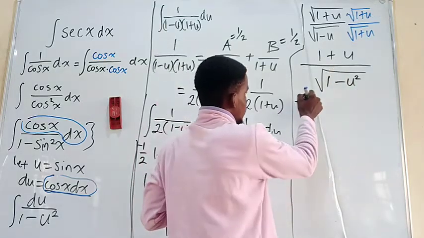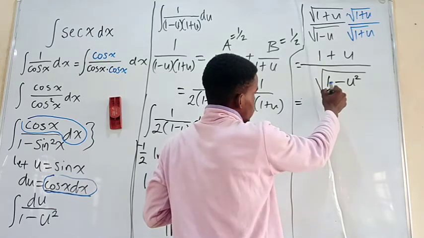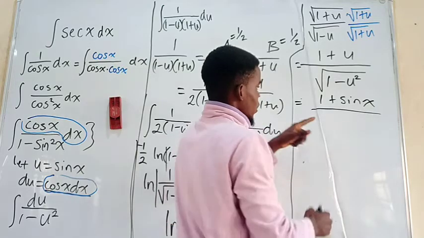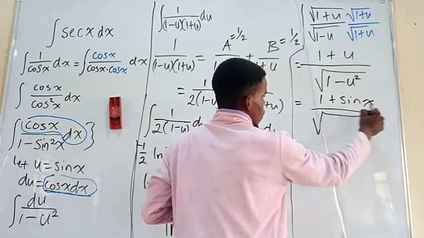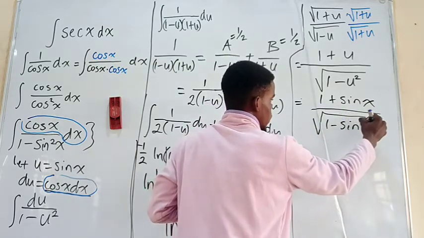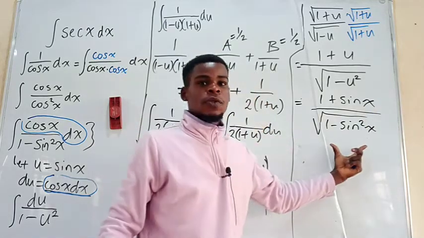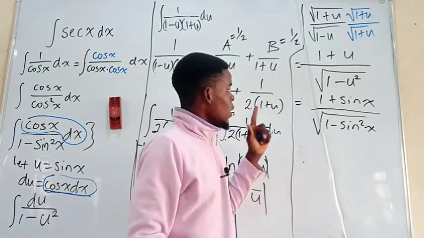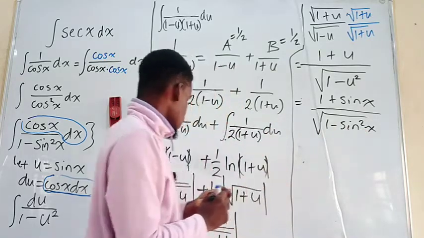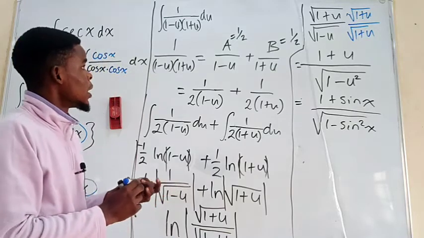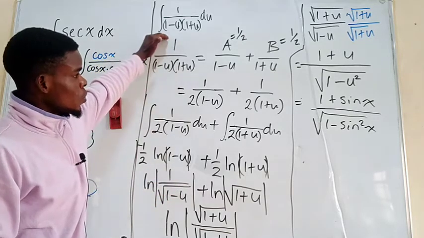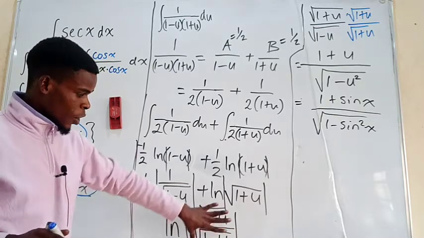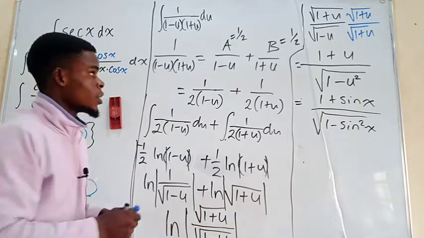This is going to give us 1 plus sine of x divided by the square root of 1 minus sine squared x. Well, you know that 1 minus sine squared x is cosine squared x, and the square root of that will just give us cosine x. Okay, so maybe I'll just clean things up a little bit, and then I will equate this to that. But remember that we were working with only the number, okay? So we'll just put down the natural logarithm.